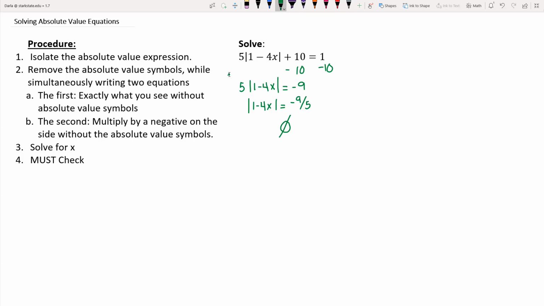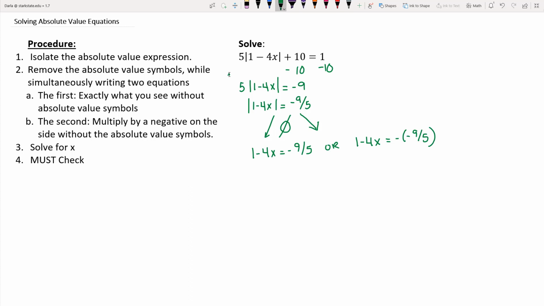However, maybe you're not paying attention completely and you're just going through the motions of the procedure. So this is all I would need to do and I'd know I was done. But if I was continuing on because I didn't notice, then let's go ahead and continue this problem out. We would normally split this into two equations: exactly what we see without the absolute value symbols is one of the equations. The other equation would be to take what's in the absolute value symbols, that expression, and go opposite on the other side. So apply a negative to that negative 9 fifths.